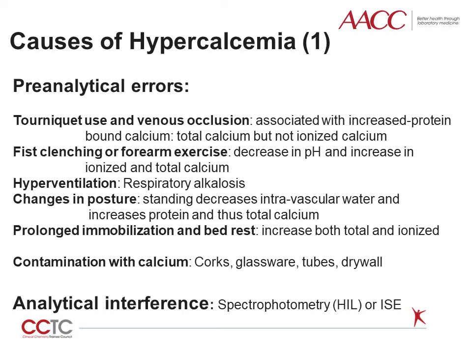Hyperventilation, causing respiratory alkalosis, reduces ionized calcium without change of total calcium. Change in the posture, such as standing, decreases intravascular water and increases protein concentration, and thus total calcium. Prolonged immobilization and bed rest increase both total and ionized calcium levels. Contamination with calcium from corks, glassware, tubes, and drywall increases calcium level.